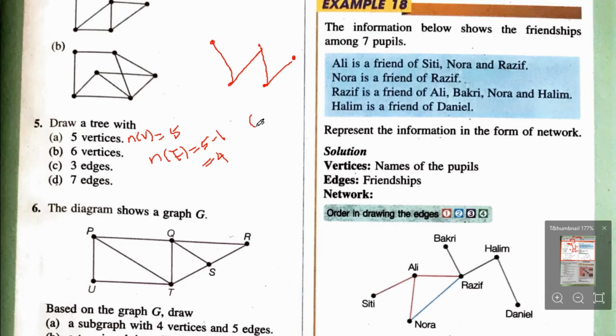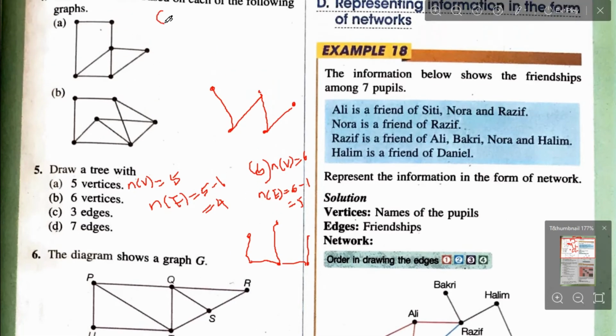For B, number of vertices equals to 6. So number of edges must be 6 minus 1 equals to 5. So just draw out 6 dots. Let's say you draw like this. 3, 4, 5, 6. And then you connect these 6 dots using 5 lines. So 1, 2, 3, 4, 5. Okay, this is our tree for B.